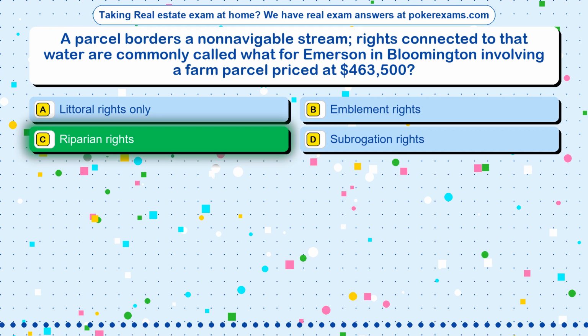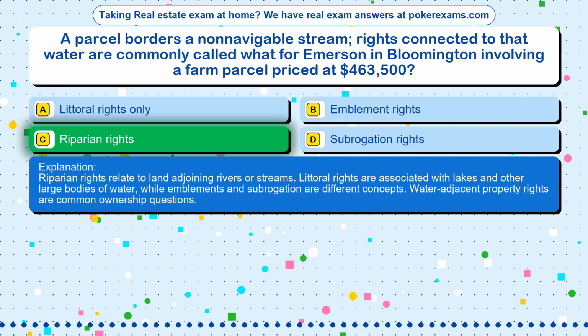The correct answer is option C, riparian rights. Riparian rights relate to land adjoining rivers or streams. Littoral rights are associated with lakes and other large bodies of water, while emblements and subrogation are different concepts. Water-adjacent property rights are common ownership questions.